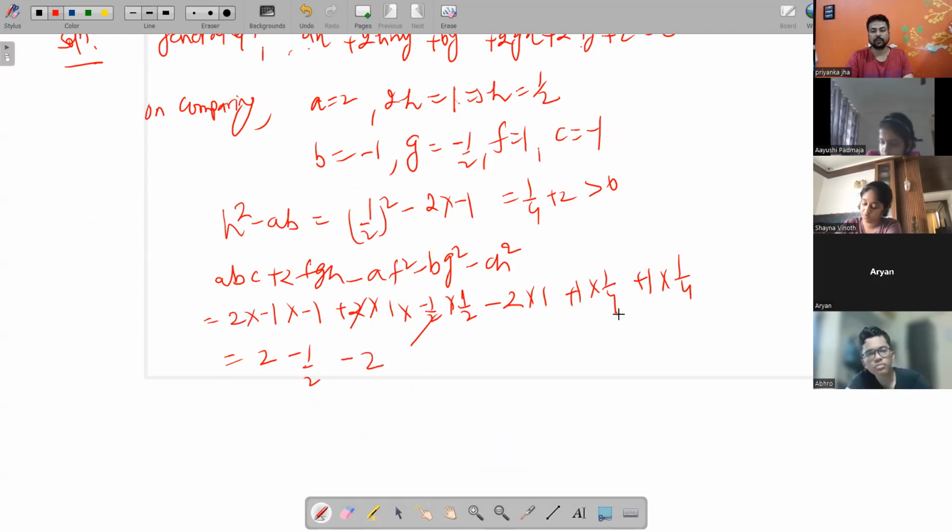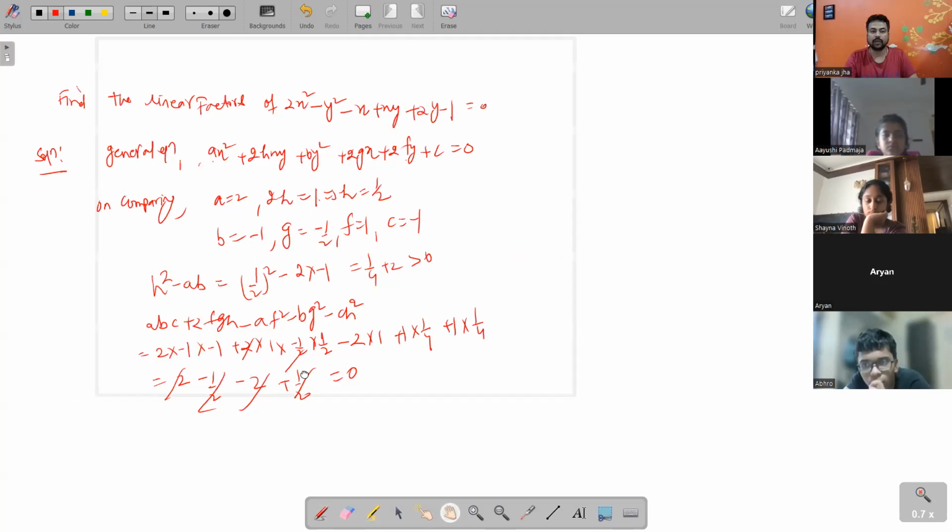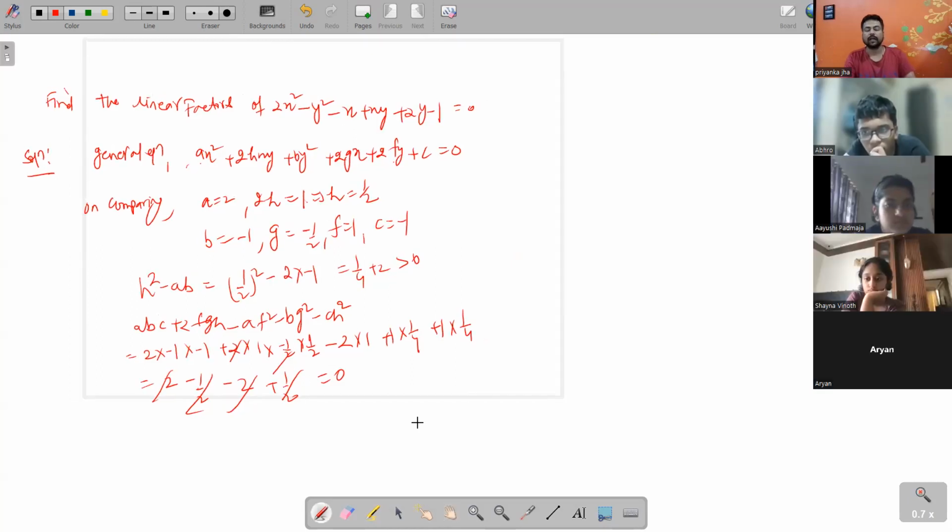This is minus 2 and 1 by 4 plus 1 by 4. That is plus half. Yes, so it meets both the conditions, right? It means that it will have two different linear factors. Now, the question arises, how to find that linear factor? Now we'll find it. This is very easy. So now we have to find its linear factor.